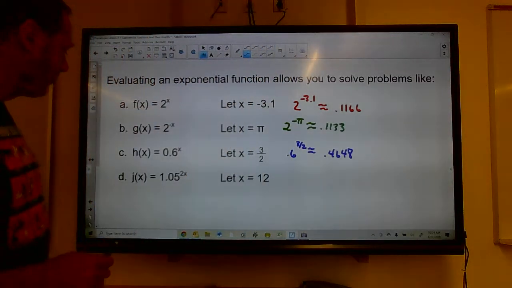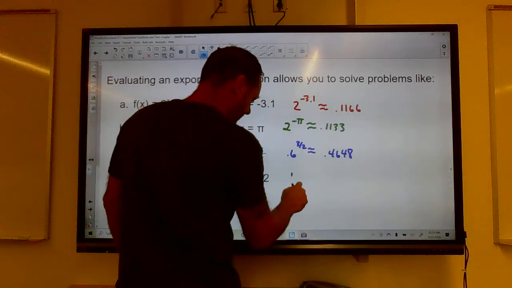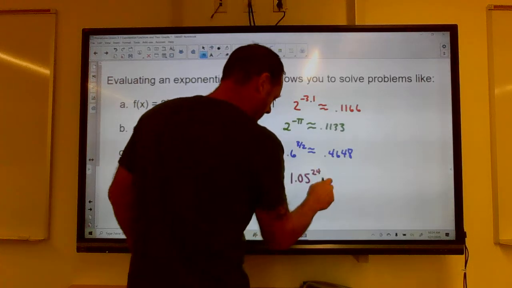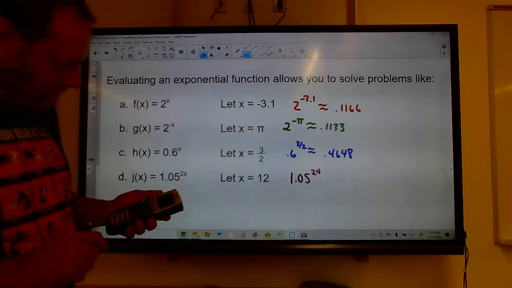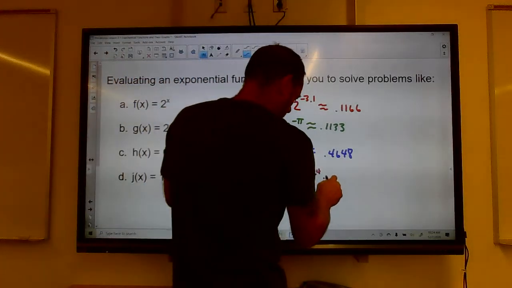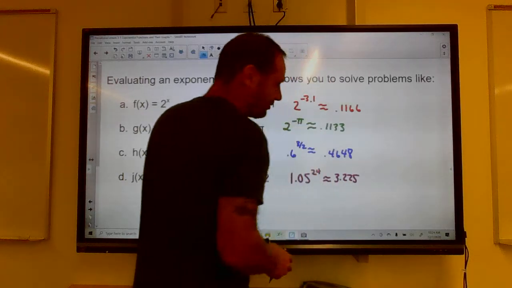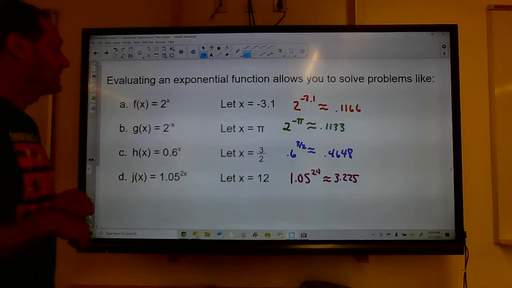And then 1.05 to the 2x power, where x is 12. So that would be 1.05 to the 24th power. And that's going to come out to be about 3.225. Now you should do all these on your calculator and compare the answers to what I got and make sure that you're getting the same thing.